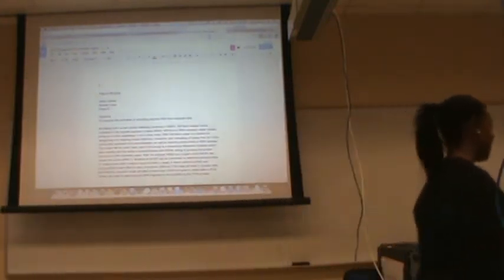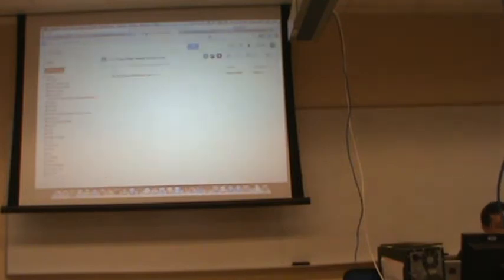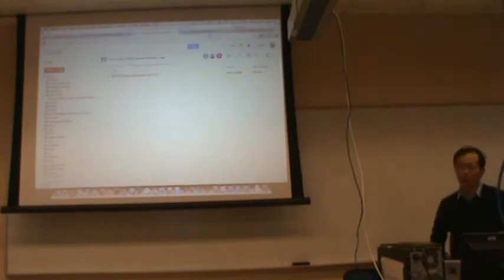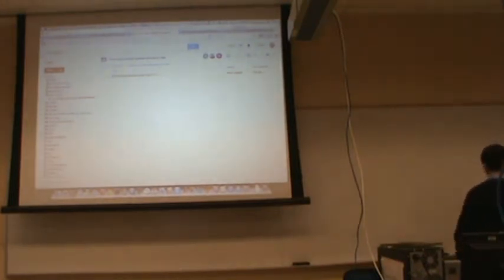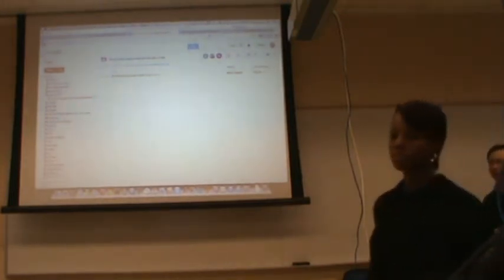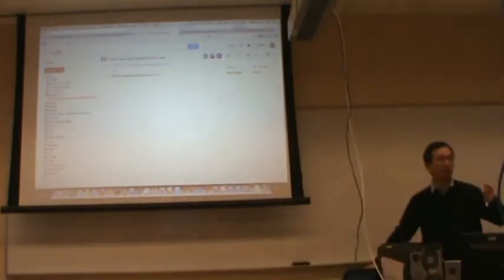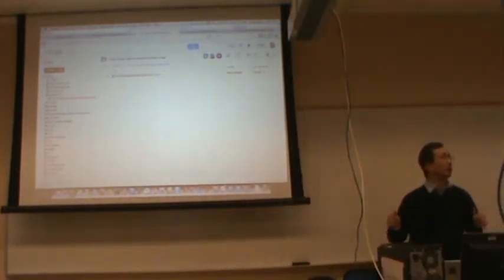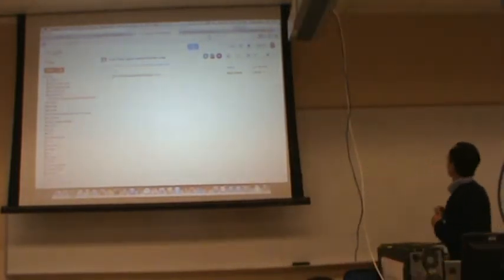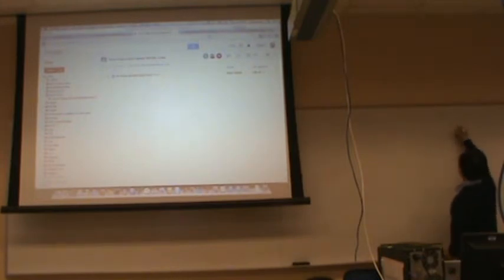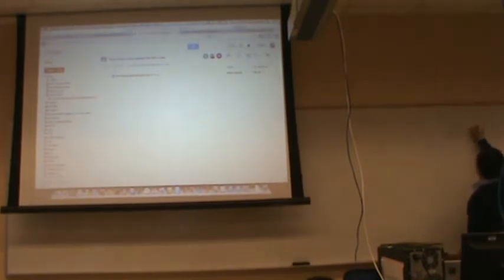So, on the Google Doc document I shared with my Gmail account, not my Spelman account. Some of you tried to share with me, but if you share with my Spelman account, I cannot see it. So let me write down my Gmail account again.